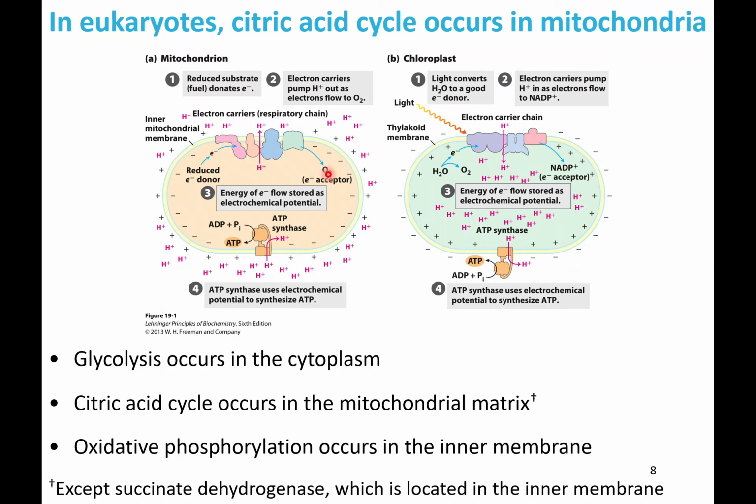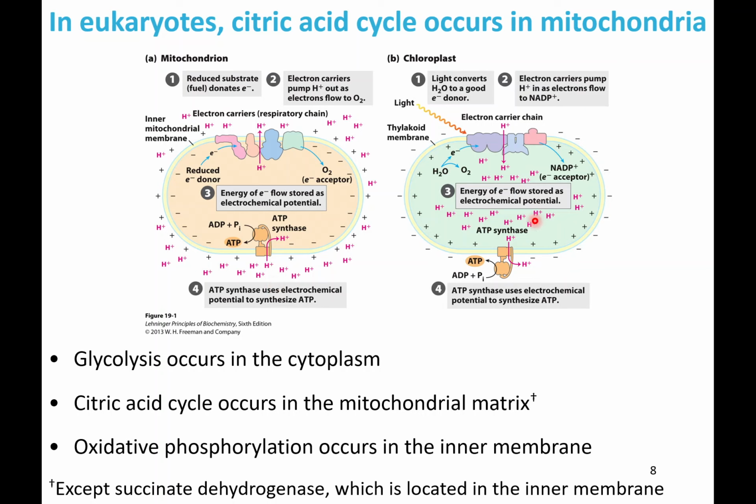The other thing I wanted to mention too, the ultimate electron acceptor is oxygen. So that's why you need to breathe oxygen, because you need that to accept the electrons to keep this whole system moving to produce ATP.